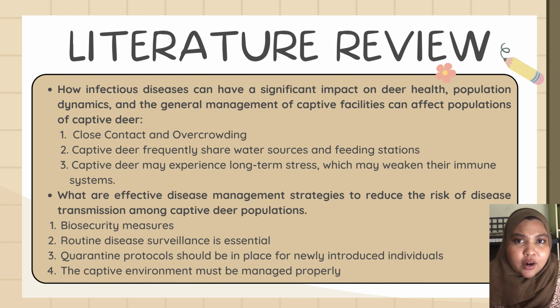So, what are effective disease management strategies to reduce the risk of disease transmission among captive deer populations? Firstly is biosecurity measures. Second, routine disease surveillance is essential. Thirdly, quarantine protocols should be in place for newly introduced individuals. And lastly, the captive environment must be managed properly.